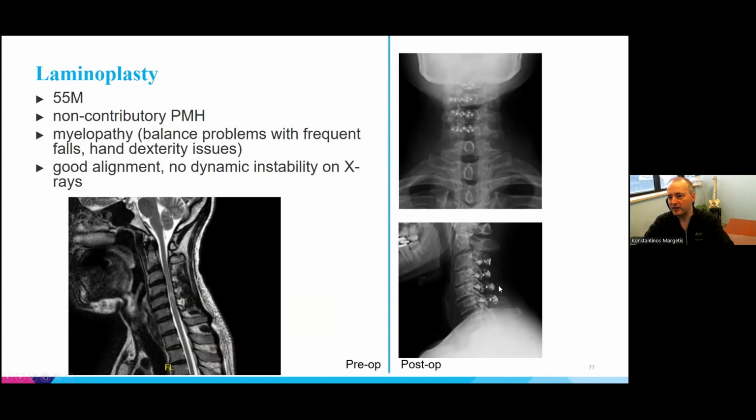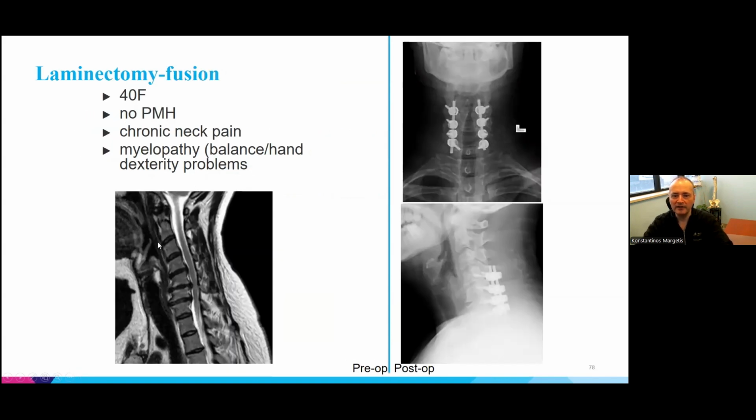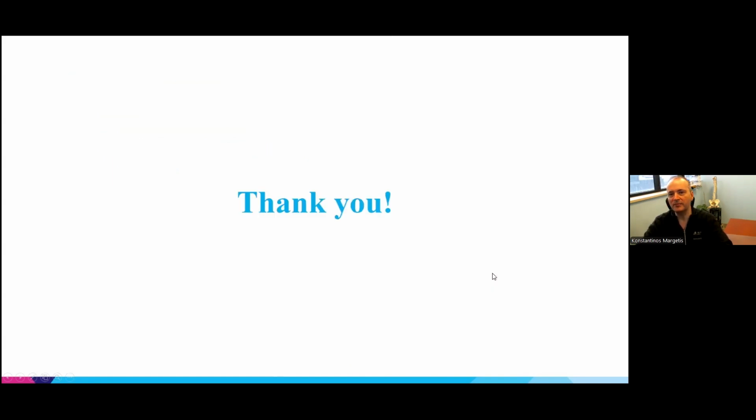You can see here the postoperative X-rays, where we can see the mini plates and the mini screws of the laminoplasty. But in this case, the patient had significant kyphosis, so a laminoplasty would not have been a good option. We did a laminectomy and fusion, where you can see the screws and the rods that were placed to keep everything together.